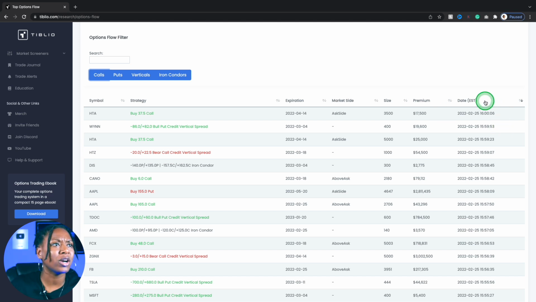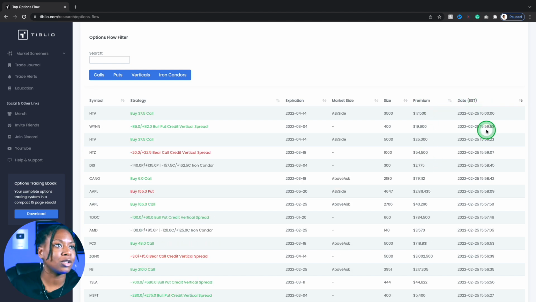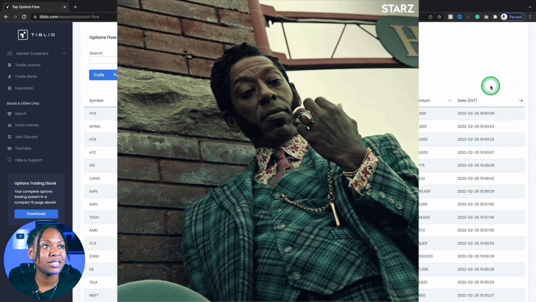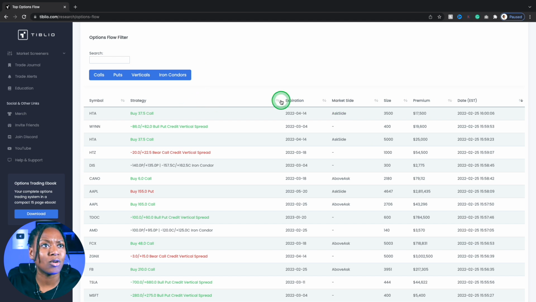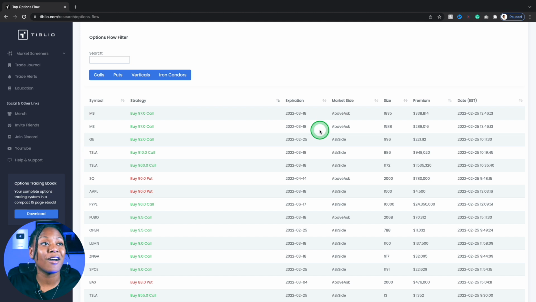So you can actually organize all of these if there's something that you want to look at. What was the biggest position, or what was the most recent time? This is actually in military time, so you guys got to get caught up on that. You can organize them by that or expiration date. There's so many different things that we can do here. I really love what Tiblio has. I think this is one of my favorite screeners now.